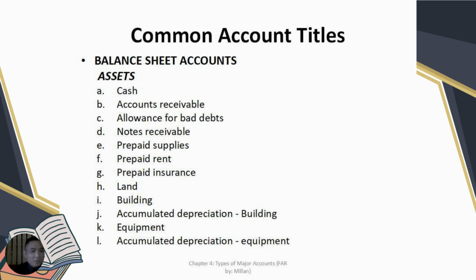Sir, what is the A from to L? So cash, money. Accounts receivable, that is a debt owed to us. Allowance for bad debts, there is a tendency that some debt will not be collected. And that is allowance for bad debts. Notes receivable, that is also a debt, but more formal compared to accounts receivable.